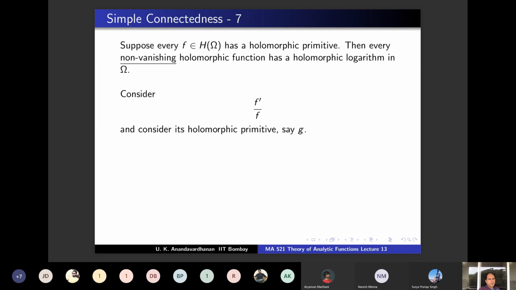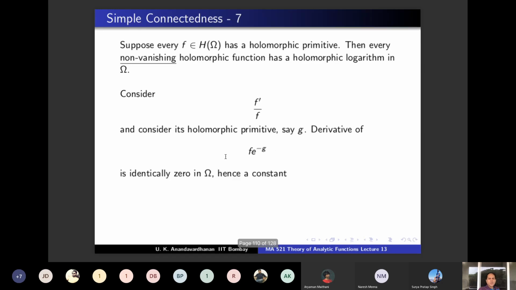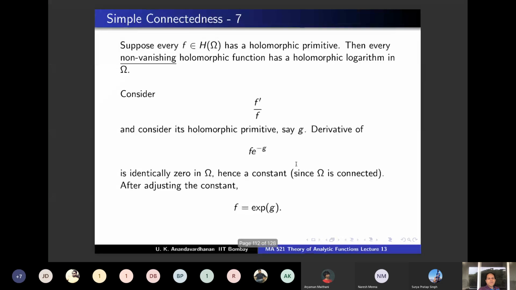And we have seen this argument before. You can take the derivative of f times e power minus g, and you can show that this is identically 0. Why? Because g prime is f prime by f. So if you take the derivative of this, from g prime is f prime by f, by cross multiplying, you will see that the derivative of this is identically 0. And because omega is connected, this is a constant. By adjusting for the constant, f is exponential of g, right? You can adjust the constant so that f is of the form exponential of g.